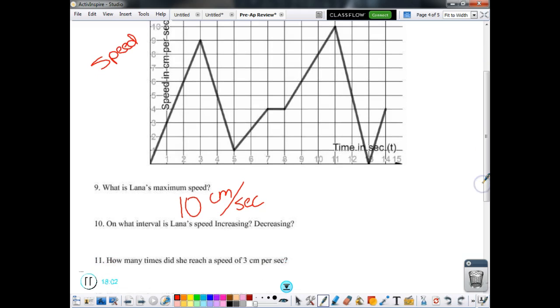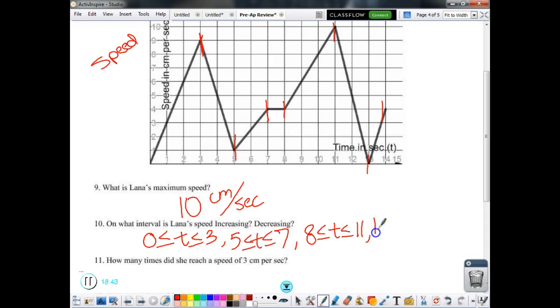Alright, on what time interval is Lana's speed increasing? 0 to 3, right? Increasing means what? Positive slope, right? So 0 to 3, 5 to 7, 8 to 11, and then 13 to 14.